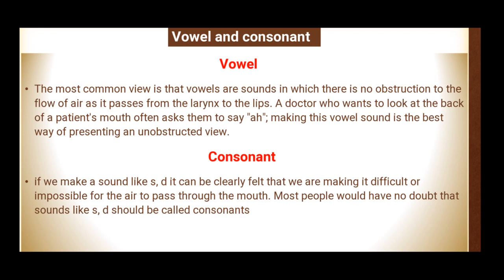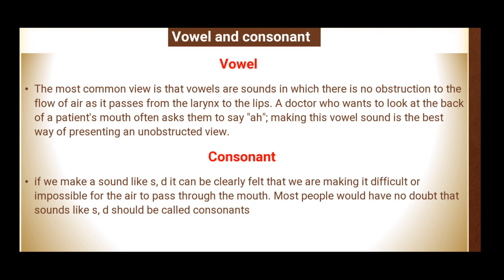And when you produce consonant sounds, the flow of the air has to be stopped, has to be obstructed somewhere in the mouth with the help of your lips, with the help of your teeth, with the help of your tongue, with the help of your velar, or some other organ of speech. Right? So let's define it.